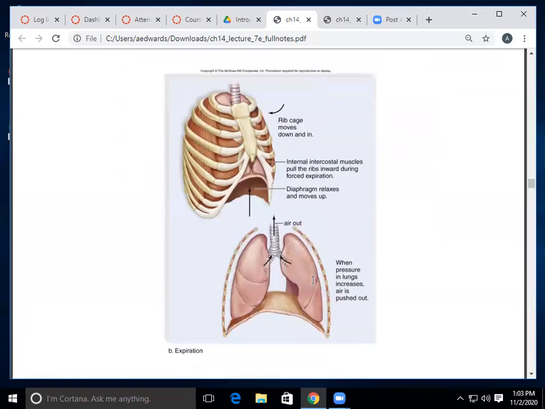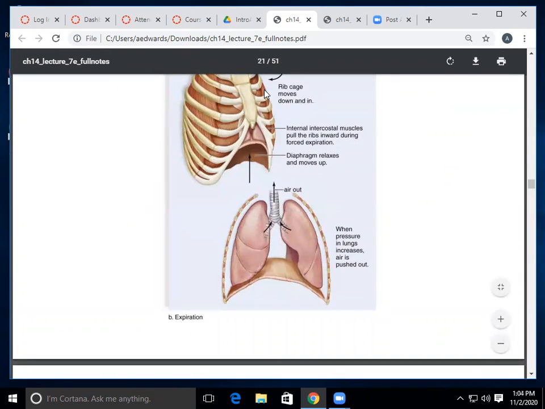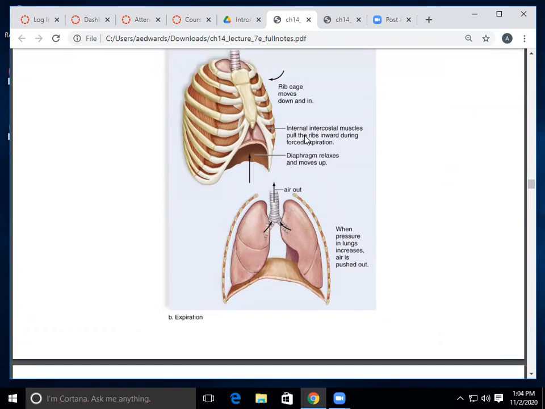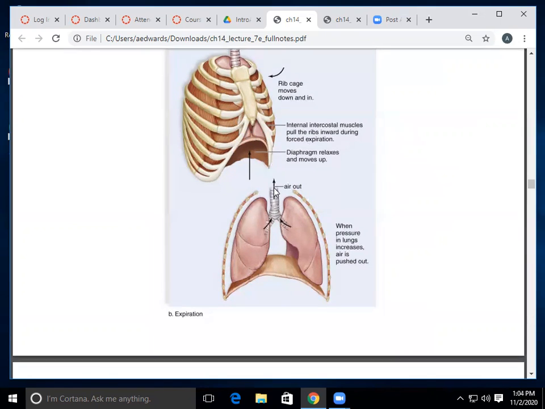So here in expiration, the rib cage moves down and in. The external intercostal muscles are relaxing, and internal intercostal muscles are actually contracting and pulling the ribs in for a forced expiration. Your diaphragm relaxes and moves back up. You have pressure in your lungs increasing, which forces air out of the lungs.